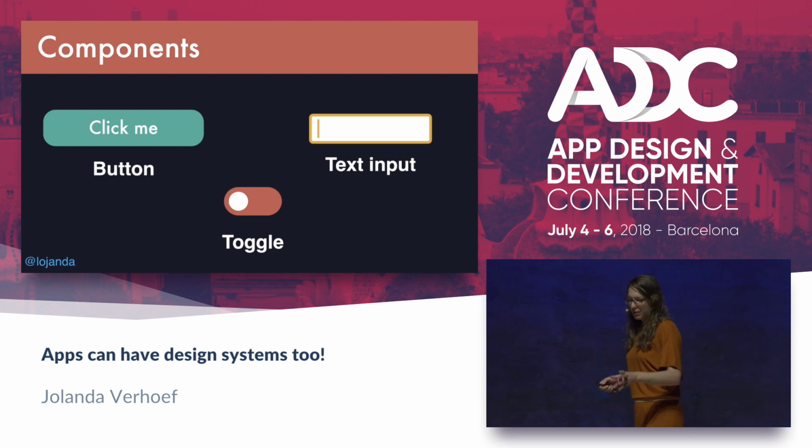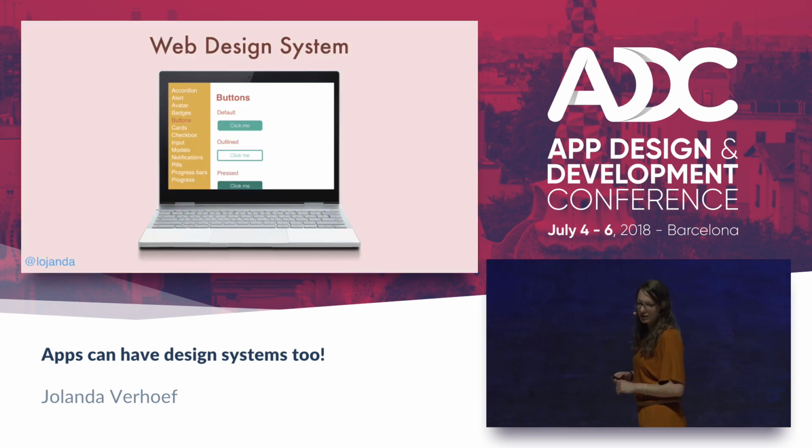So let's look at the button, the text input, and the toggle again. What happens on web is that we have one web page where we display this full list of components. So on the left, you see a full list of all the different components that are supplied by the design system. And on web, this is actually implemented as the code. So it uses the same code that is being used on the website as well.